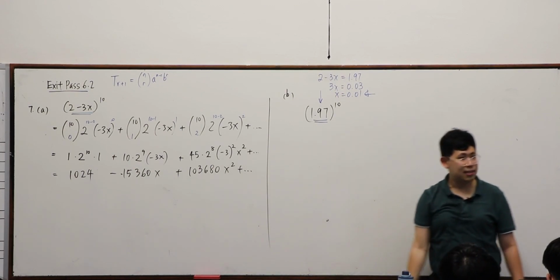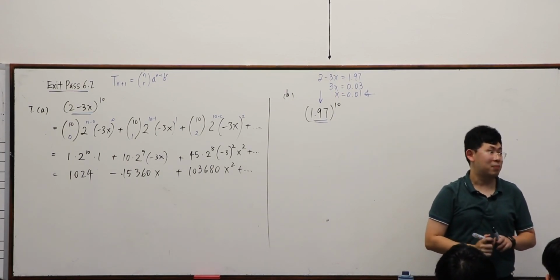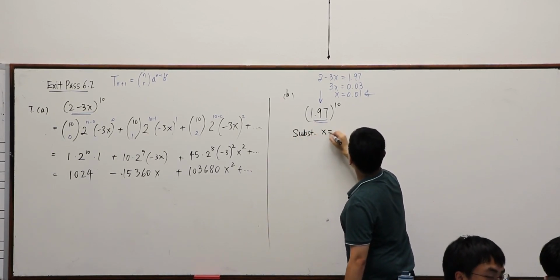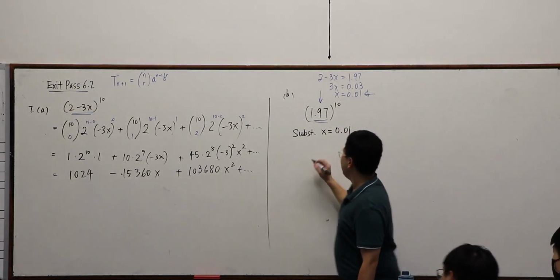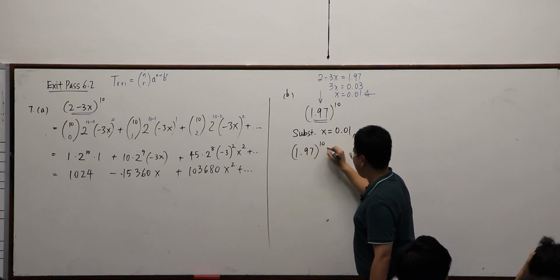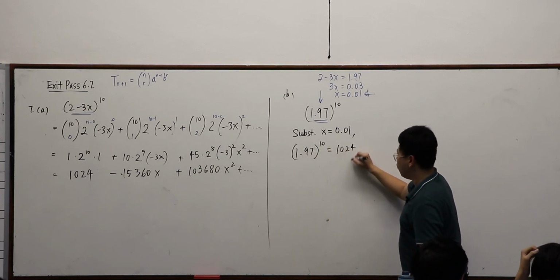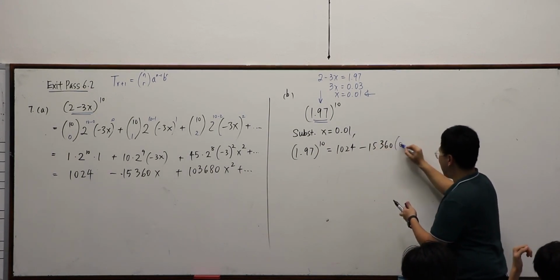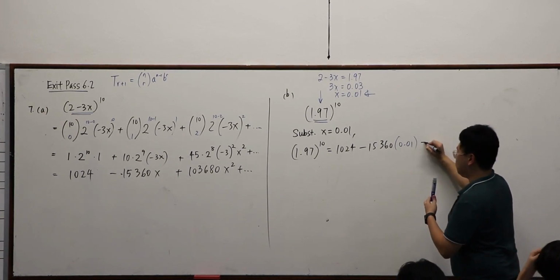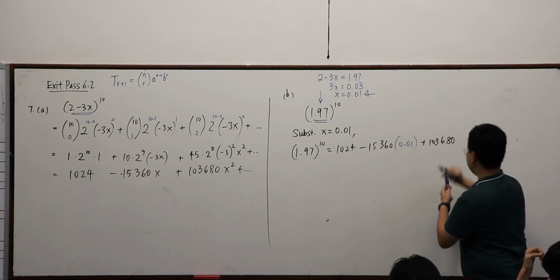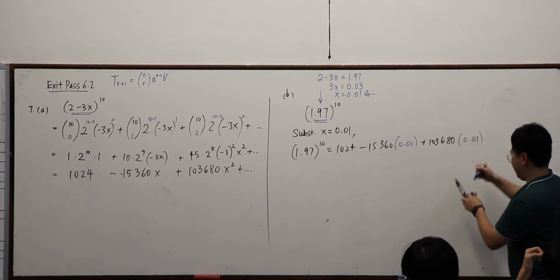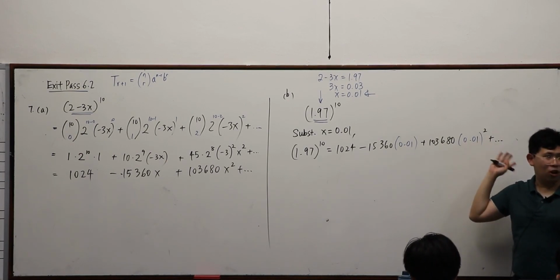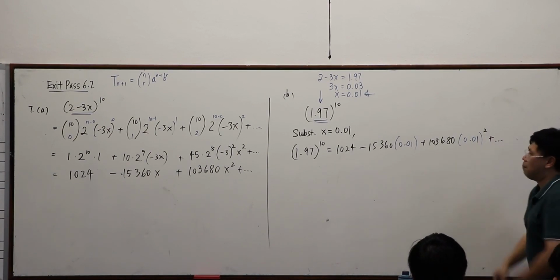So we need to sub this into the expression to get an approximate value. So we just need to substitute x equals 0.01. Then 1.97 to the power of 10 is roughly equal to 1024 minus 15360 times 0.01, and then plus 103680 times 0.01 squared. And any higher power, 0.01 cubed and so on, will be very insignificant already. So we are happy until here.